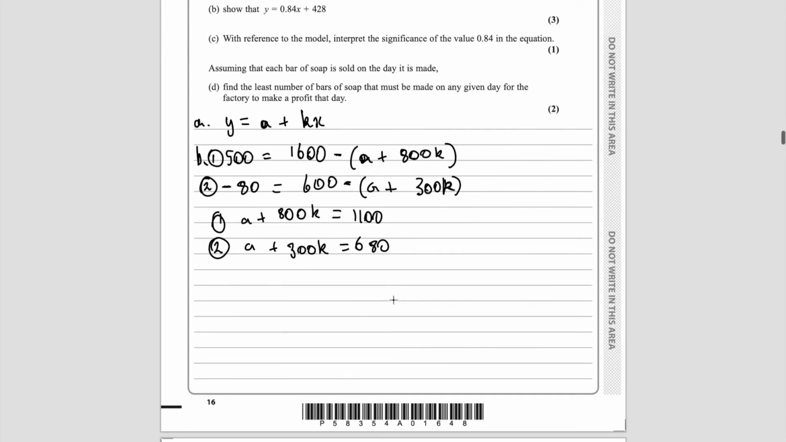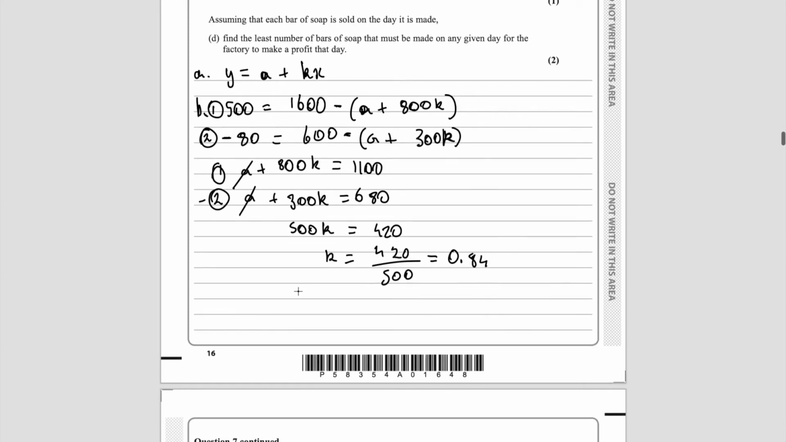And this is a very simple simultaneous equation here. We just take away 2 from 1. This cancels that. Get 500K is equal to 420. And then quite simply we can just work out that K is 420 over 500, which if you put that into your calculator equals 0.84. Okay, so we've proven the first part of it.